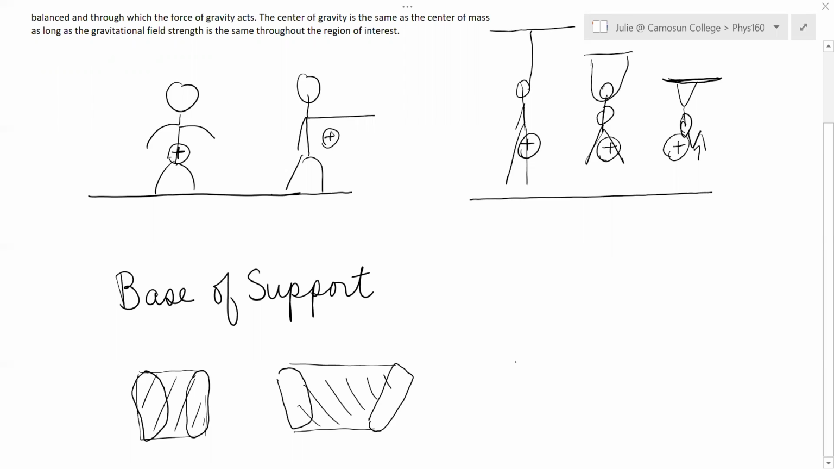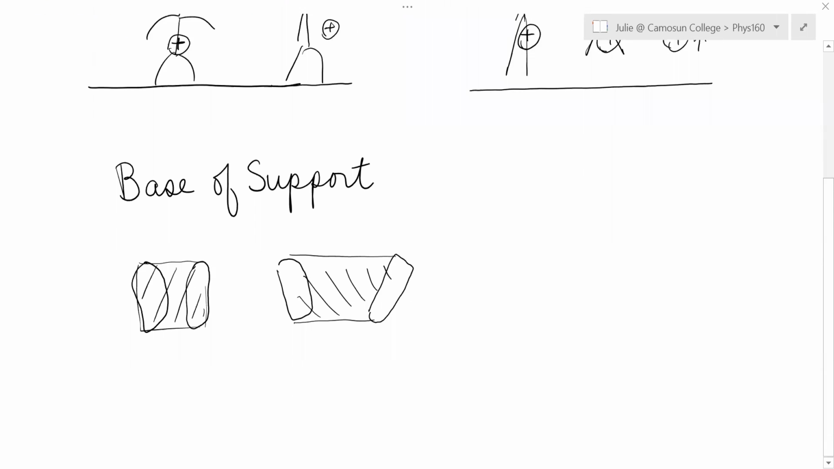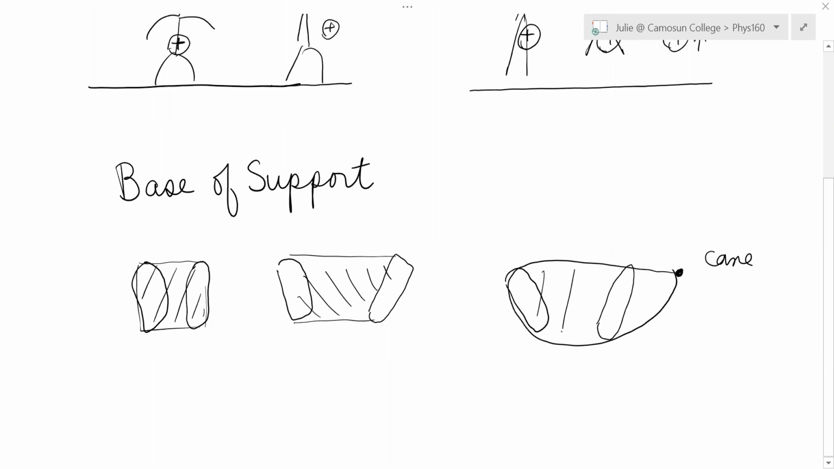If you use a cane, or if like those football players who crouch down and they put one hand out, that's 3-point support, then your base of support goes way up. That's why you're much more stable if you use a cane. So there's a cane over here. Now your base of support is this whole region here.